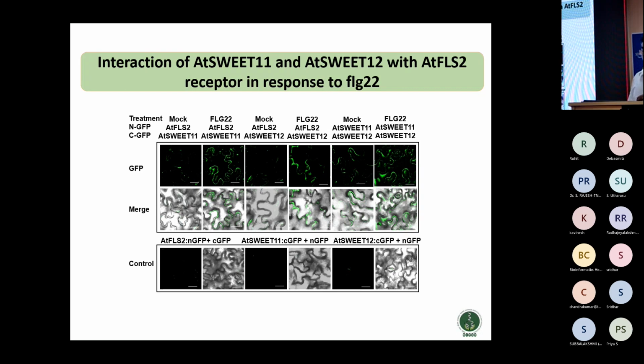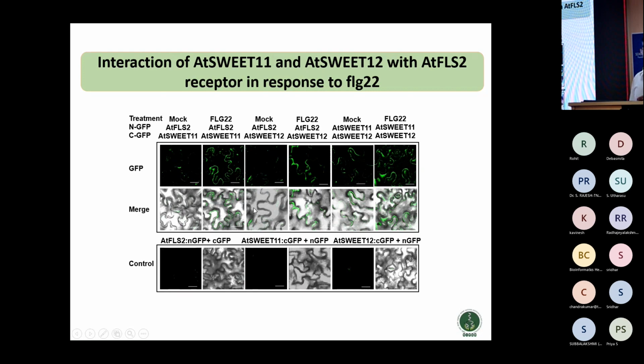So what we have done, we have taken the FLS2, which is a receptor, and studied how it responds to FLG22. We simply took FLG22-treated plants of these combinations, that is, this 11, 12. So these are all, of course, labeled with either the N-terminal or C-terminal GFP fusions. And then we have taken non-inoculated and inoculated plants.